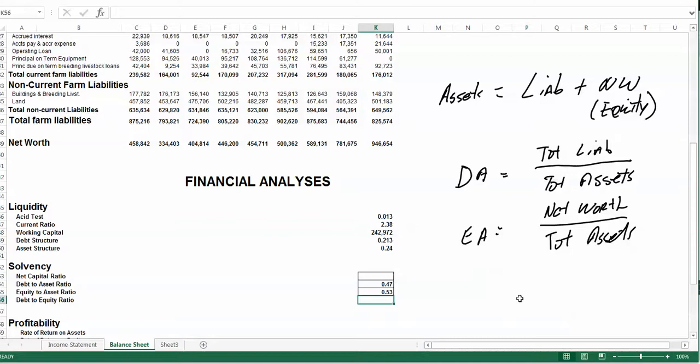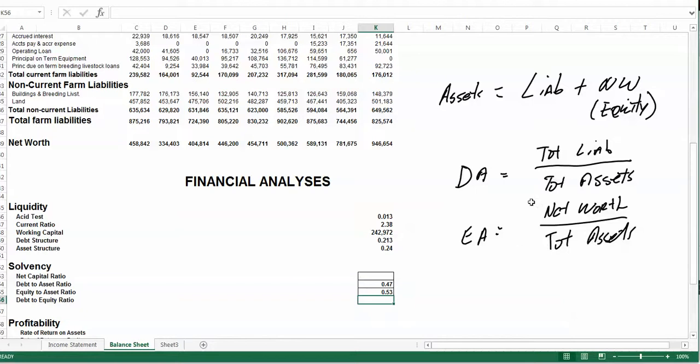Of course, any farm business that is not borrowing additional money should find that the debt to asset ratio falls over time and the equity to asset ratio increases. Of course, any large term debt, like a large machinery debt or a large land loan, would most likely cause the debt to asset ratio to increase and the equity to asset ratio to decrease.